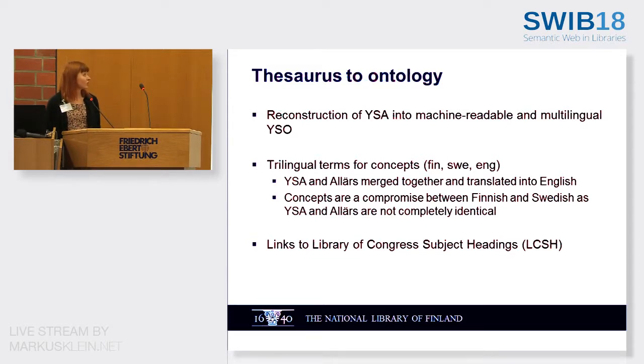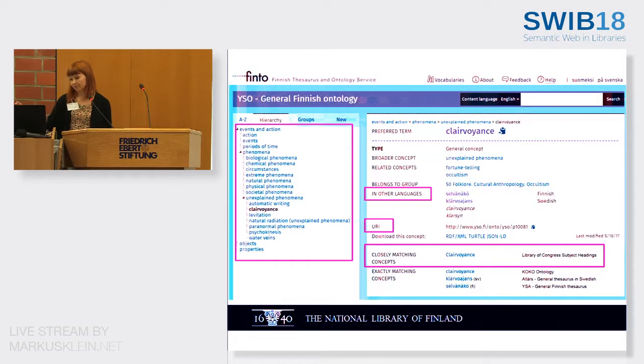And YSO holds trilingual terms for all the concepts in Finnish, Swedish, and English, and this was accomplished by merging first the YSA and Allers together, and then translating it into English. So the concepts of YSO are very much a compromise between the Finnish and the Swedish terms, as YSA and Allers were not completely identical, although I think they were pretty much as close as you can get while you are still operating with two separate languages. And furthermore, it has links to the Library of Congress subject headings whenever there was a good match available there.